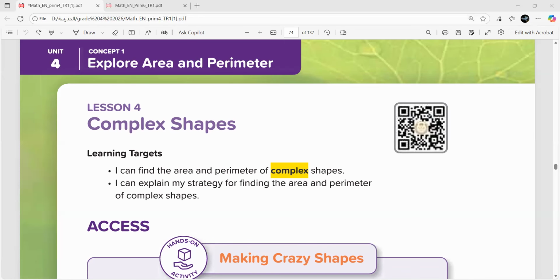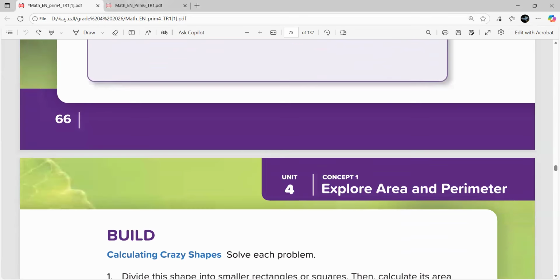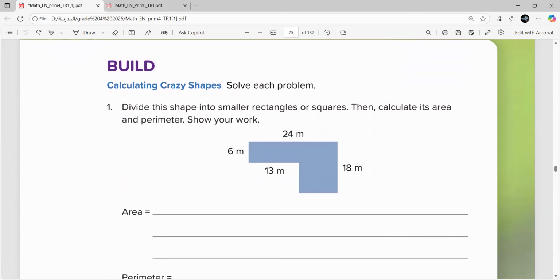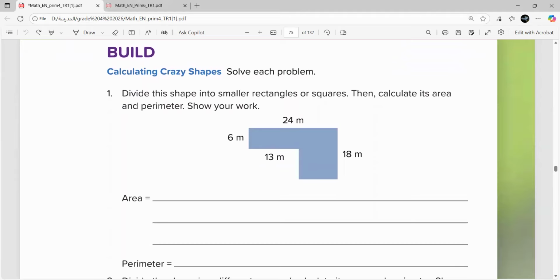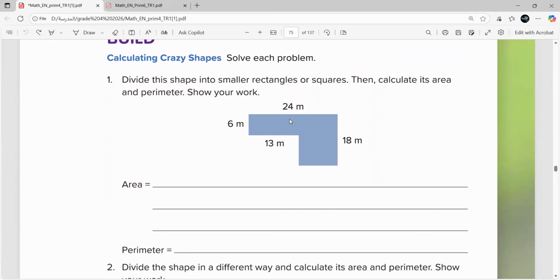Hold your pen and open your math book, page number 67. We will solve question number 1. Solve each problem. As you see in this shape, we have a complex shape. This is not a rectangle and not a square, but if we divide this shape into two shapes, we can get two rectangles like this. Draw a line segment like this in the shape to divide it into two shapes.